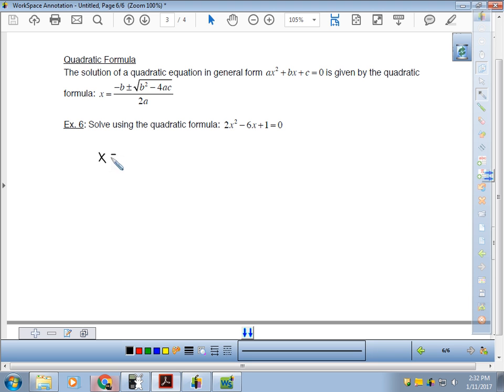So we're going to fill in. We have x equals negative. What's my b? My b is the number here in front of the x, so I have a negative 6 there. Plus or minus, we have a square root. We have b squared, so our b is negative 6, and that's getting squared, minus 4 times our a, which is the number in front of the x squared, so it's a 2, times our c, which is the last number, the constant, which is a 1, and then all of that is over 2 times the a, and again the a is the number in front of the x squared, that's a 2 there.